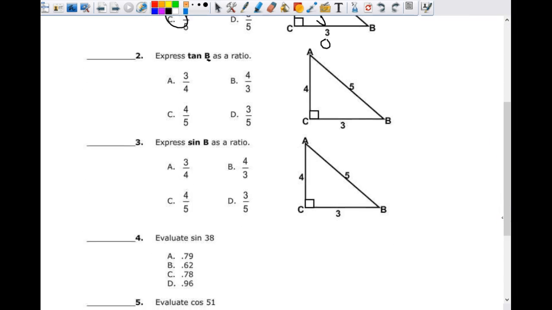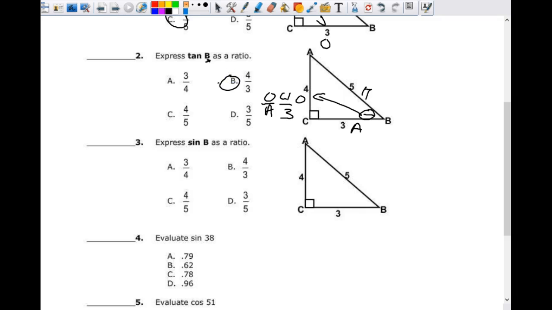This is the same problem, except we're starting at B. Reference angle is at B. Opposite, hypotenuse, adjacent. Tangent is opposite over adjacent, O over A. O is 4, A is 3. Answer is 4 over 3.